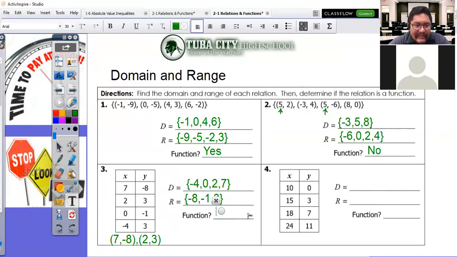Wait a minute, or is it? Because remember, the rule is x values cannot repeat. But if y values do it, it's okay. Y values can do what they want. They can repeat themselves all they want, and it will still be a function. So that makes this one, yes, a function.